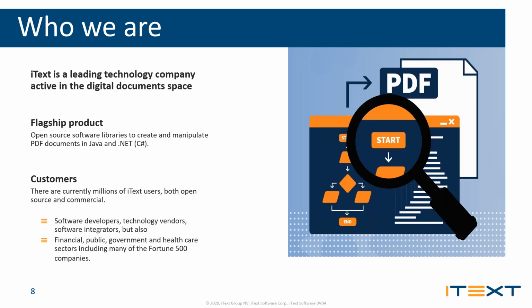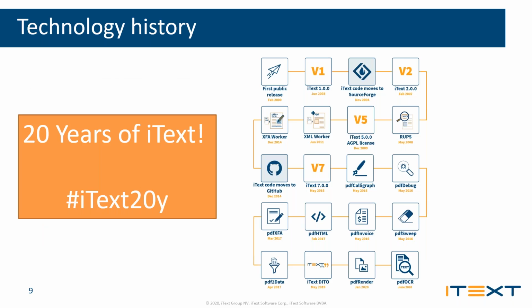So who we are: iText is a fast-growing technology company. We are very active in the digital document space, and we are also perceived as a leader when it comes to PDF technology. Our flagship product is iText 7, an open source SDK to create and manipulate PDF documents, which is available under a dual licensing scheme, both AGPL, an open source license, and a commercial one. iText started off in Java, but has also long supported .NET or C#. And we've actually been very busy over the last 20 years.